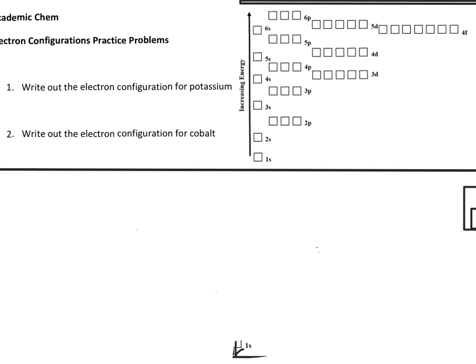Let's look at the second example. It says, write out the electron configuration for cobalt. Now take a look at cobalt on the periodic table, and you'll see that cobalt has about 27 electrons. All right, so let's fill in our chart.